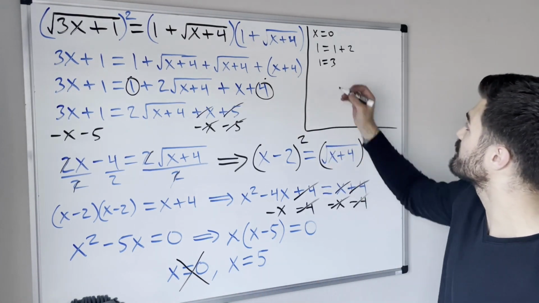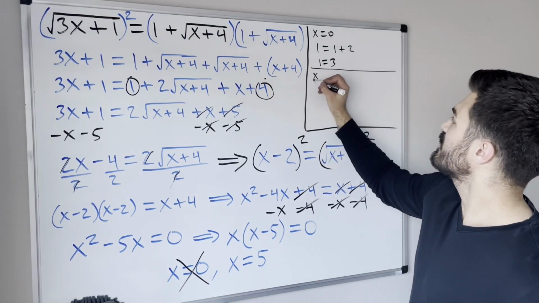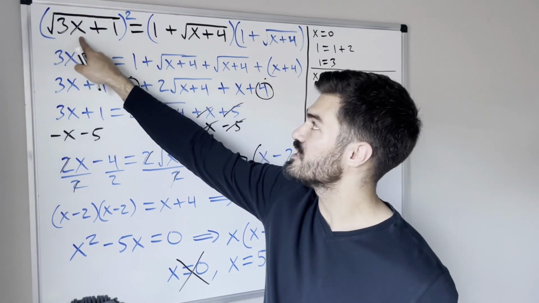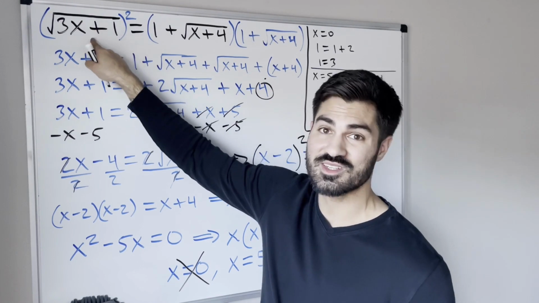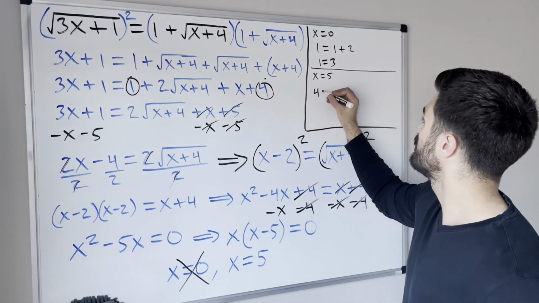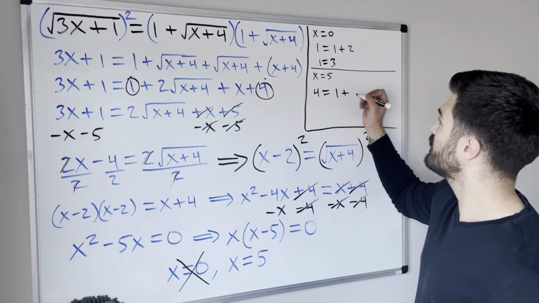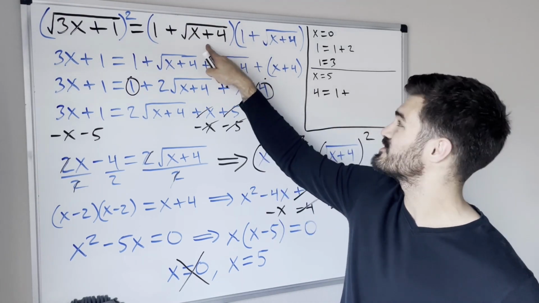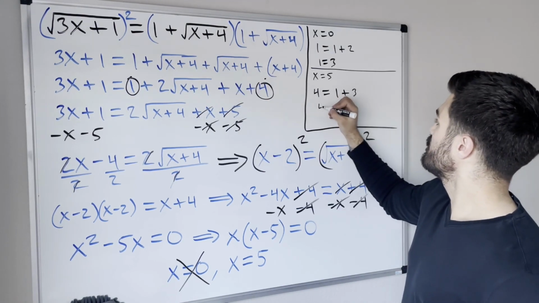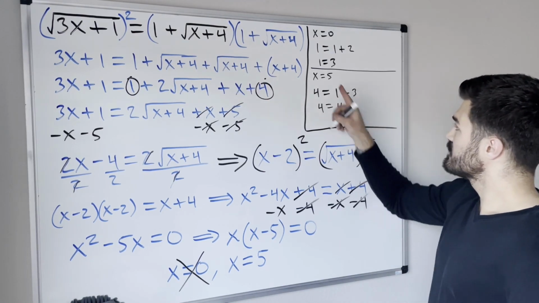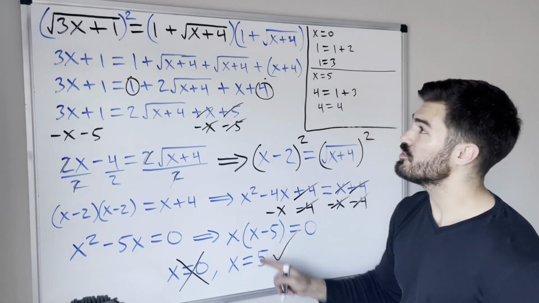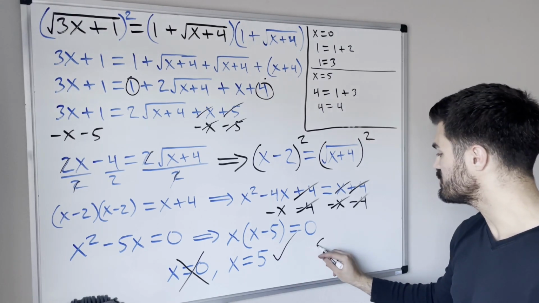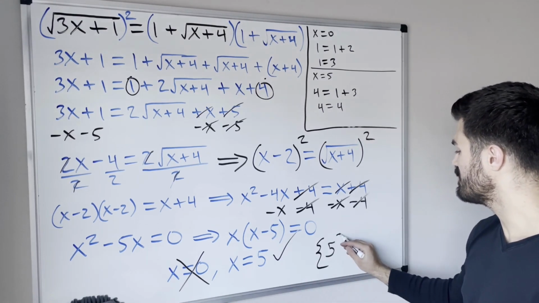So let's see if 5 works. Let's check x equals 5, okay? On the left-hand side, we get 3 times 5, that's 15, plus 1, that's 16. The square root of 16 is 4. So we get 4 equals 1 plus, so again, we're testing 5, so 5 plus 4 is 9, square root of 9 is 3. So we get 4 equals 4. So 5 is a solution. The only solution to that original equation is 5. 0 was an extraneous solution. So our final solution set is the set containing 5.